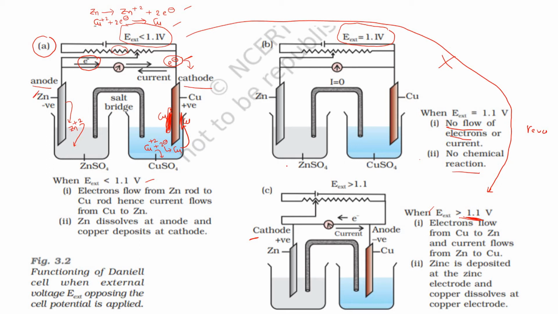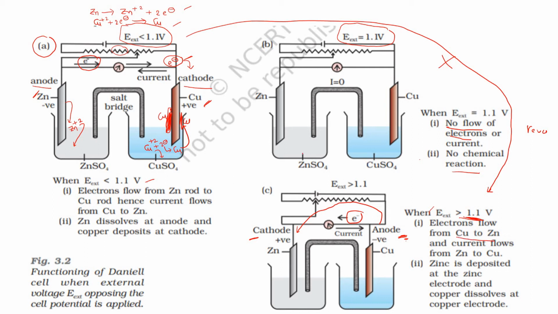In this case zinc is the cathode. In the previous case copper was the cathode, and here copper acts as the anode. So zinc changes into cathode, and copper changes into anode. I told you always anode will be negative, cathode will be positive. Now what happens? Reverse chemistry. Electrons always flow from anode to cathode only. So electrons now flow from copper to zinc.